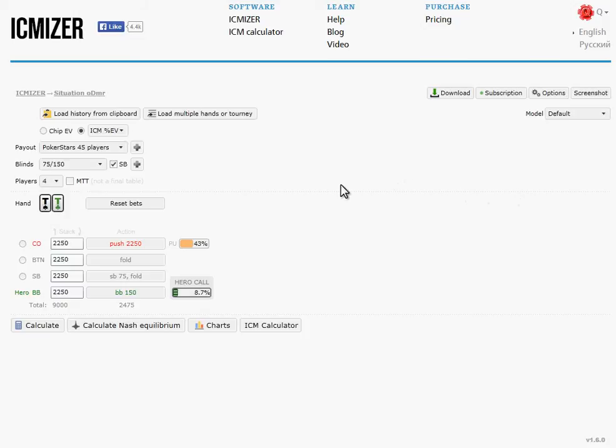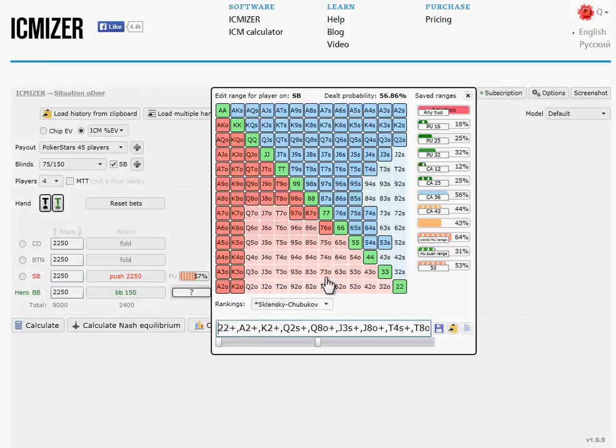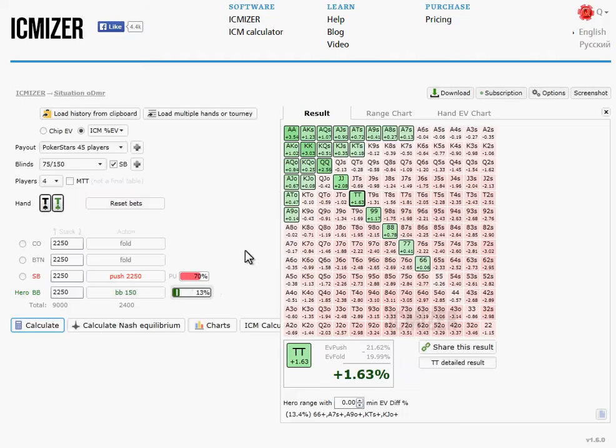Let's have a look at one of the simplest tournament spots where ICMIZER can help you. And let's say that we are on the big blind, there are 4 players, and we are facing a push from the small blind. And let's say we assume that he is pushing, for example, 70% of hands. We have plugged in the spot, we hit the calculate button, and ICMIZER provides us with a correct response range for that. We can see that we can call with 13% of hands, and we can see that it has calculated EV for each potential hand we could have, and we can see that green hands are the hands which we should be pushing, or calling all in this case.